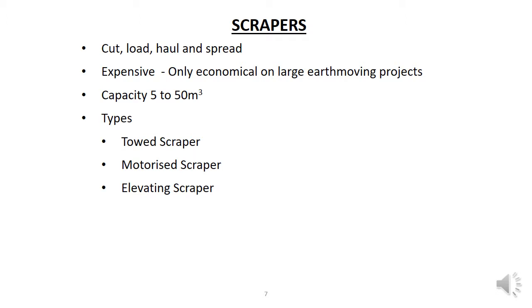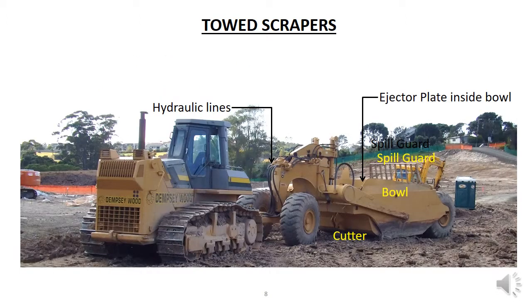Scrapers may be powered or towed. Powered scrapers have their own engine and can move on their own. Some also have a conveyor in the scraper bowl that allows it to move scraped soil up into the bowl. These are called elevating scrapers. Towed scrapers need to be towed by a bulldozer. So here's a picture of a towed scraper with a bulldozer.